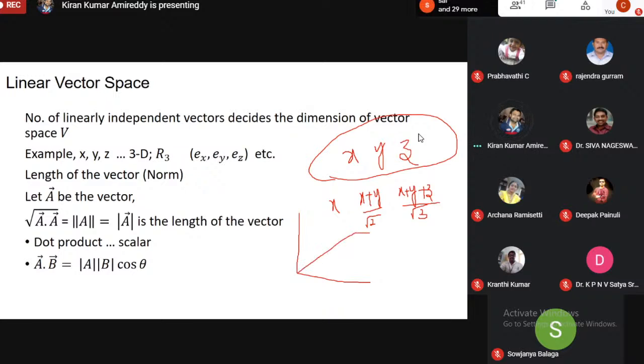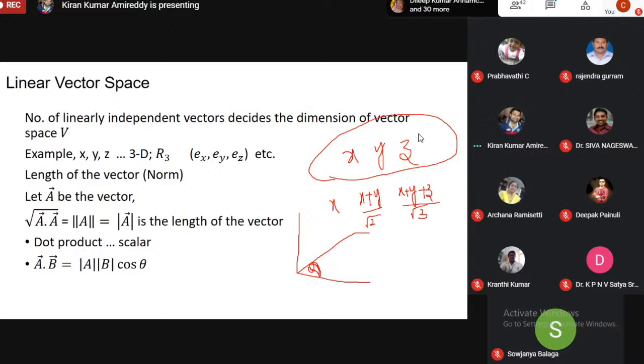So this x and x plus y is not orthogonal. It is having some theta, so it is not perpendicular to each other. That means these are not orthogonal, but still we can use them as a basis to represent a vector. So this is the representation of the vector. So which can be the basis and which cannot be the basis.